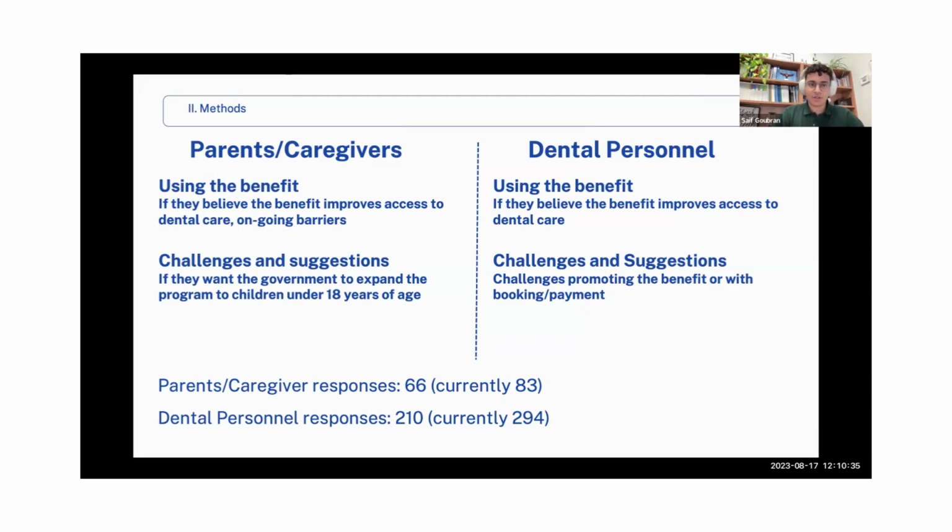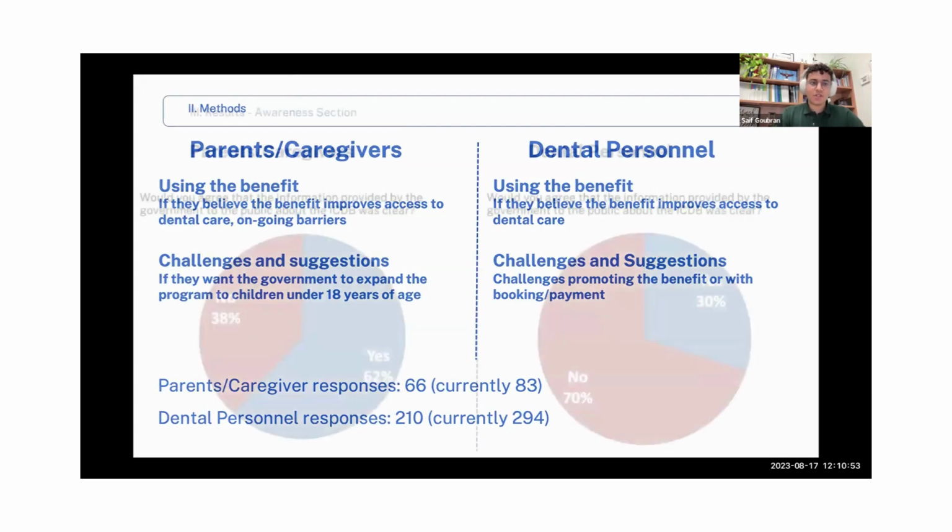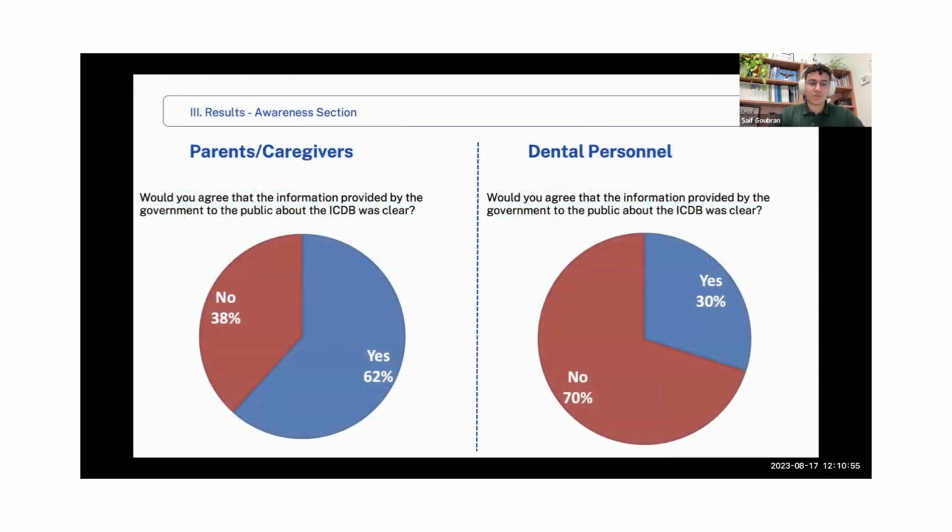So before we get to the results, I'll say that we're going to show the results for the first 66 parents and caregivers, although we're currently actually up to 83 parent caregiver responses. And I'll be showing you the results for the first 210 dental personnel, although we're currently up to 294 dental personnel responses.